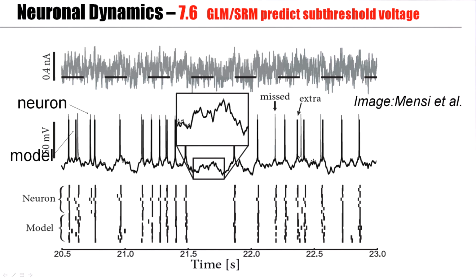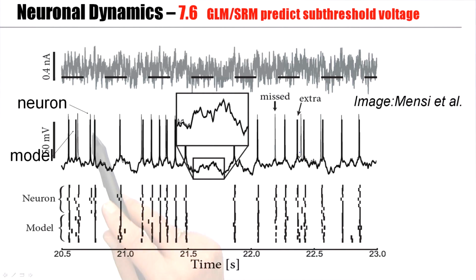And this is, after parameter optimization, how it looks like. We have the neuron, the real data, with a thin line, and the model with a thick line. And you see that the subthreshold voltage is very nicely represented. Most spikes are perfectly predicted on new data, data that was not used for parameter optimization. There are a few missed spikes, there are a few extra spikes.